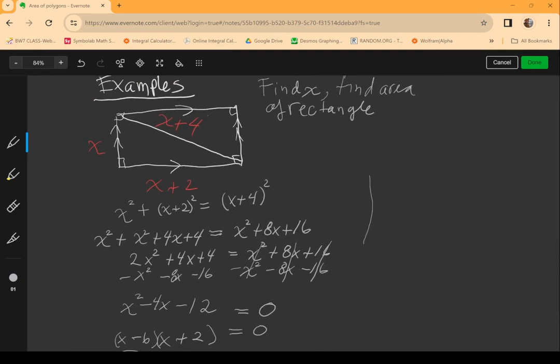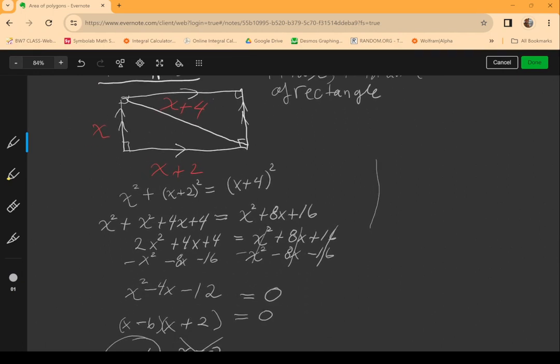All right, so now let's go back here. If x is equal to 6, that means that we have a rectangle of length 6 and width 8, right? 6 plus 2 is going to be 8. So now the area part should be as easy as multiplying 6 times 8, which is 48. And again, make sure that you write the units squared.